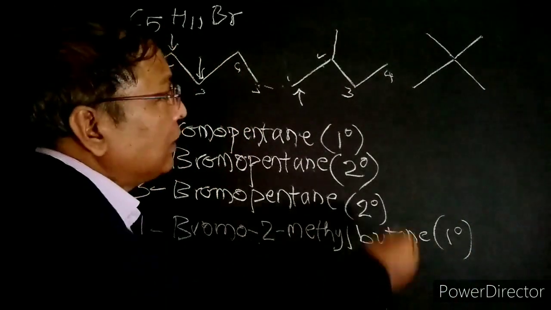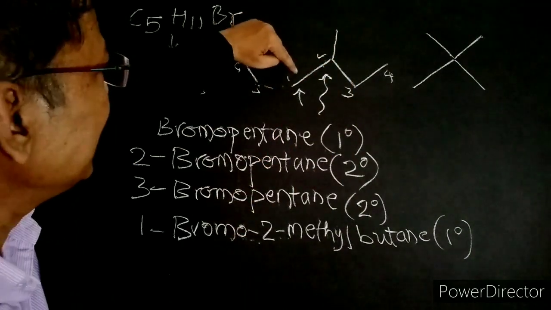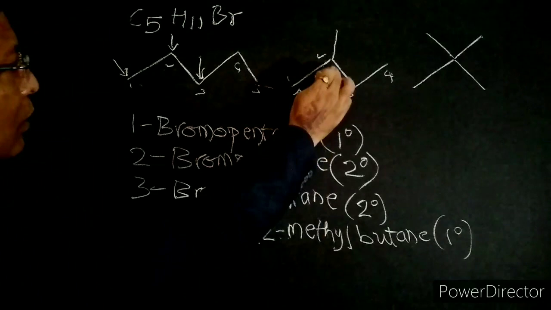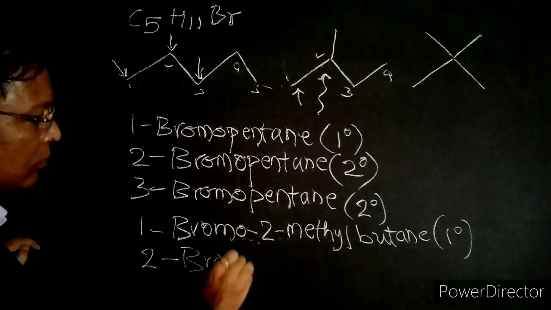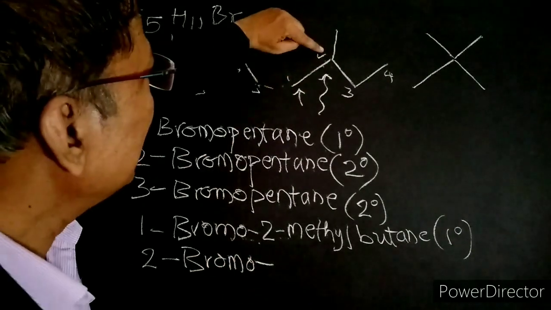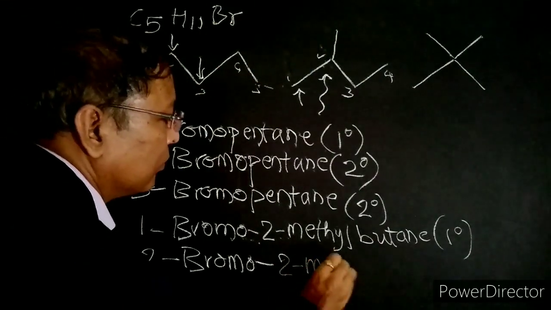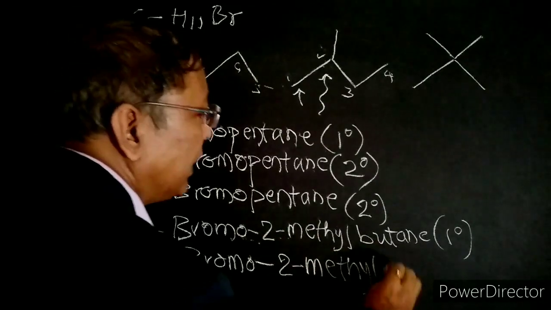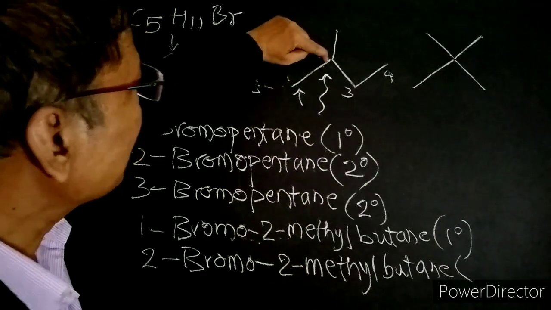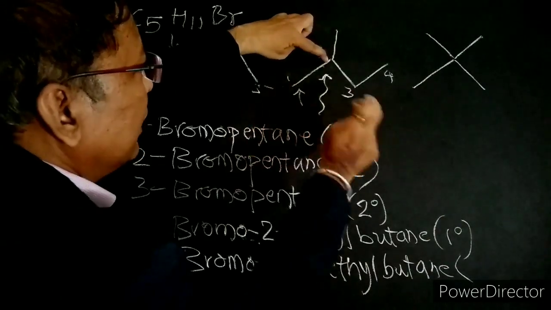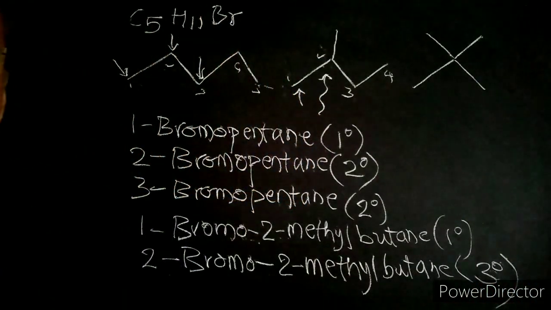Imagine that the halogen atom is present on this carbon atom. The longest chain is again 1 2 3 4. So the bromine is present on the second carbon, that means 2-bromo, and on the second carbon atom a methyl group is also present, 2-methylbutane. If you see this carbon, it is attached to 3 other carbon atoms. Therefore, this is a tertiary alkyl halide.